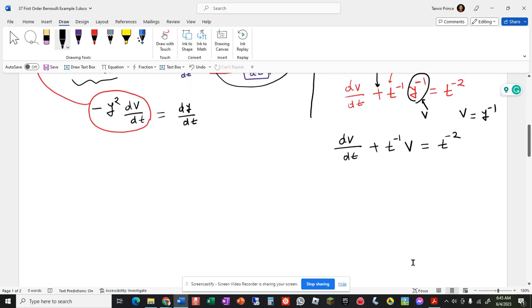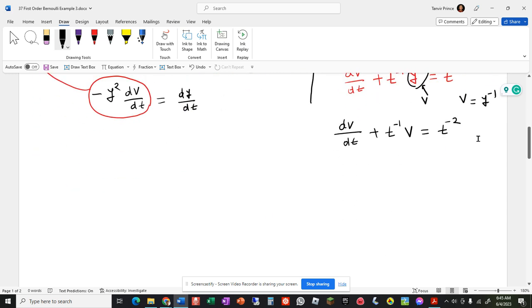Now there is no y, and it is linear in v. So v plays the role of y. V is the unknown function, and this differential equation is a linear differential equation, which we already know how to solve. So this is the p and this is the q. Again, do not confuse this p and q with the previous p and q. So this p and q is for the linear.